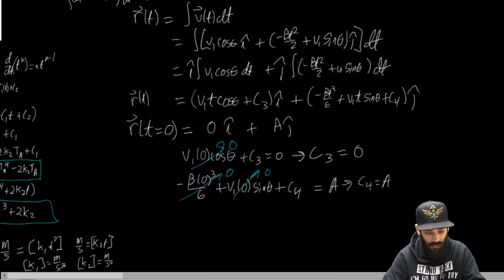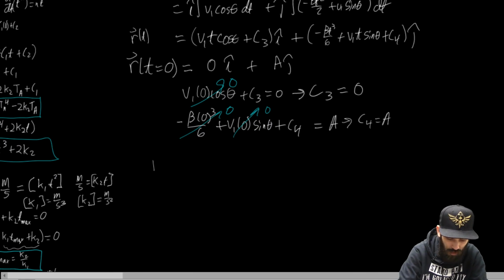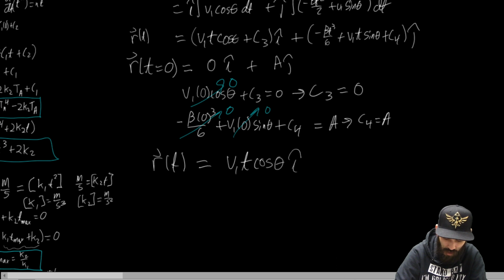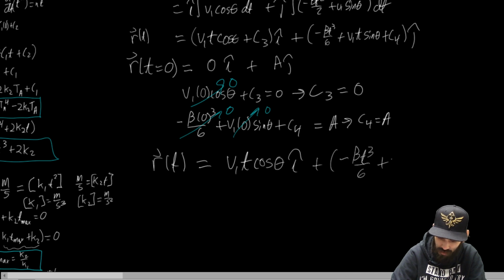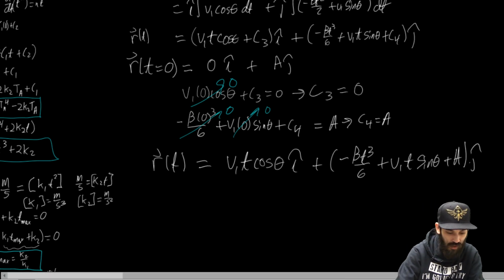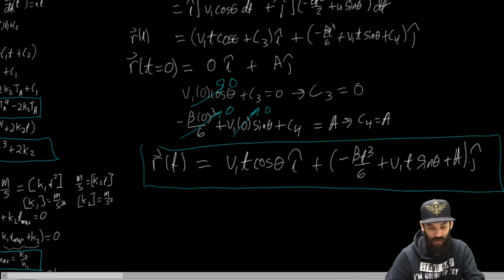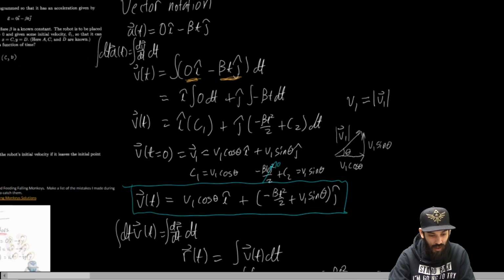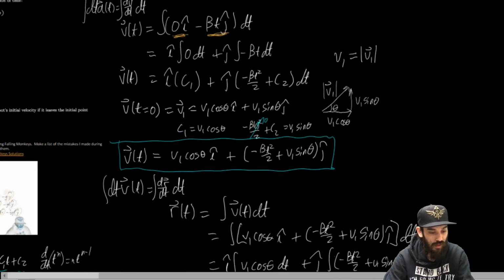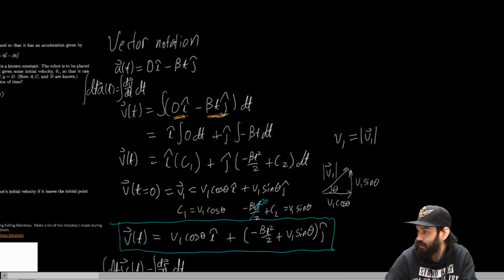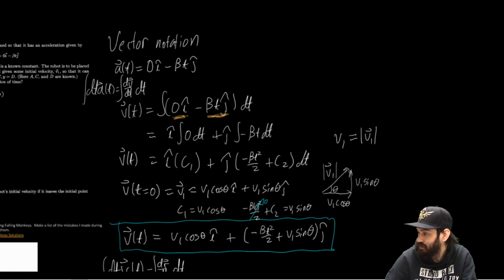And now we can write our position vector. r vector as a function of time is going to be equal to v1 t cosine of theta times i hat plus negative beta t cubed over 6 plus v1 t sine of theta plus a times j hat. Okay, and this is our position vector. So we've managed to find our velocity vector and our position vector. We'll move on to the next portion of this question in just a second once I move things around.